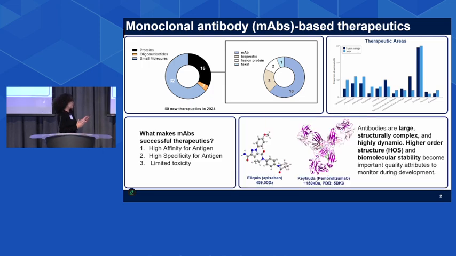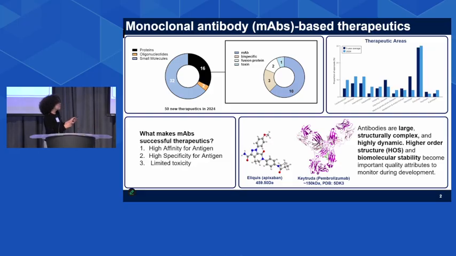However, when we compare monoclonal antibodies to small molecules, the antibodies are significantly larger, and this increase in size comes with an increase in the structural complexity of our molecule. Additionally, antibodies are highly dynamic molecules, which adds complexity to their structural characterization. And higher-order structures, as well as biomolecular stability, are important quality attributes that must be monitored throughout their development.